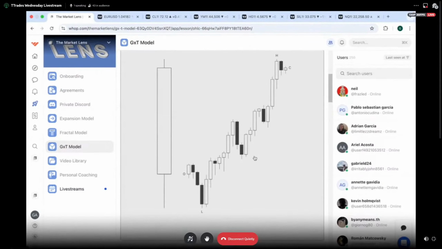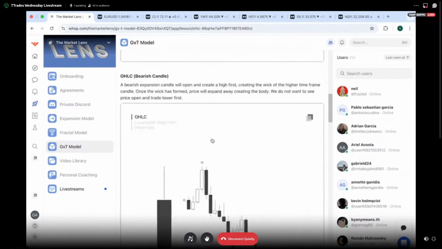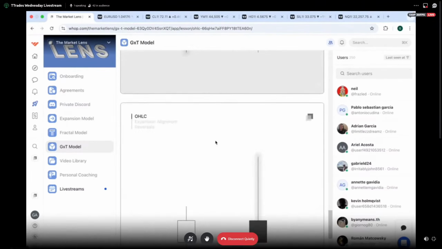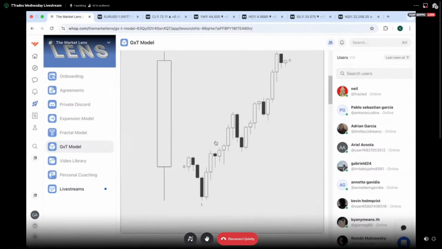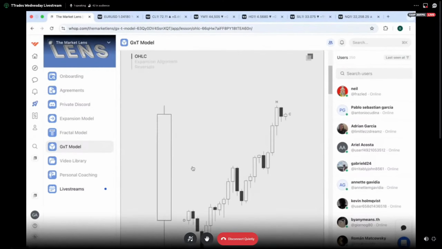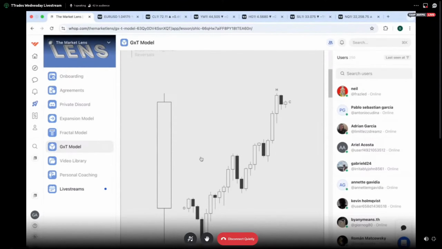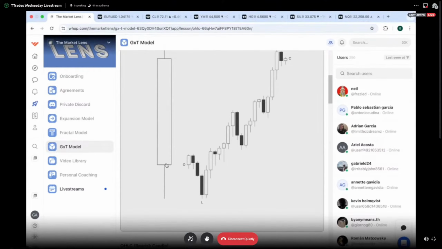Okay. So this section just talks about the different types of candles that form in the market, which ones we want to engage, which ones we want to avoid. So let's talk about how a bullish expansion candle forms. Generally, what we want to see is this candle open low first, expand away and then close near the high.